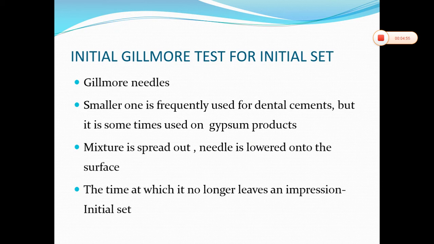For Gillmore, we have two types: initial Gillmore and final Gillmore. The smaller Gillmore needle is used for dental cements. Here the mixture is spread on a flat surface and the needle is lowered with about 113 grams of load. The time at which the needle no longer leaves an impression, that is, it does not form a depression on the mix, shows initial setting.